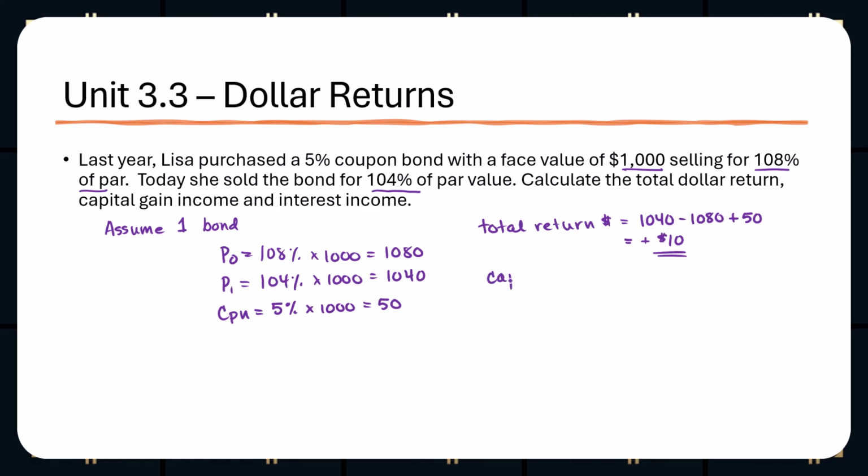She does, in fact, have a capital loss. She did lose on this investment, and her capital loss is what she sold it for minus what she paid for it, and she lost, in fact, $40 on this investment. That's a negative $40. Her interest income, as we already saw, is a positive $50. So if we add 50 and subtract $40 from the capital loss, we do in fact get the $10 total return.